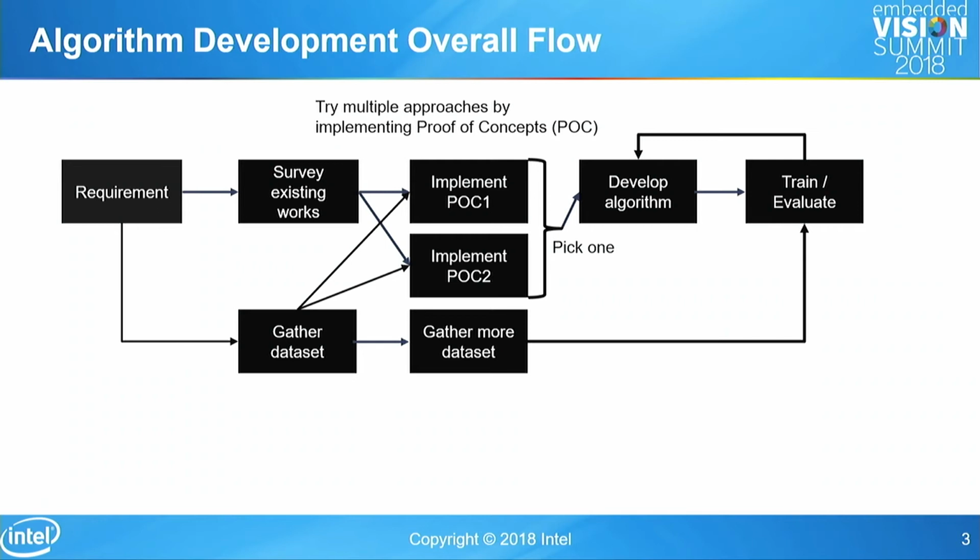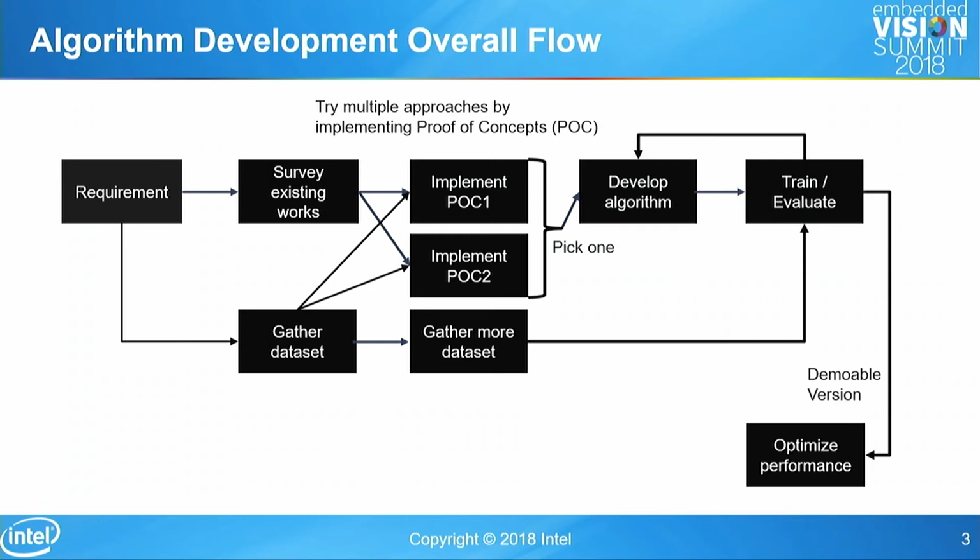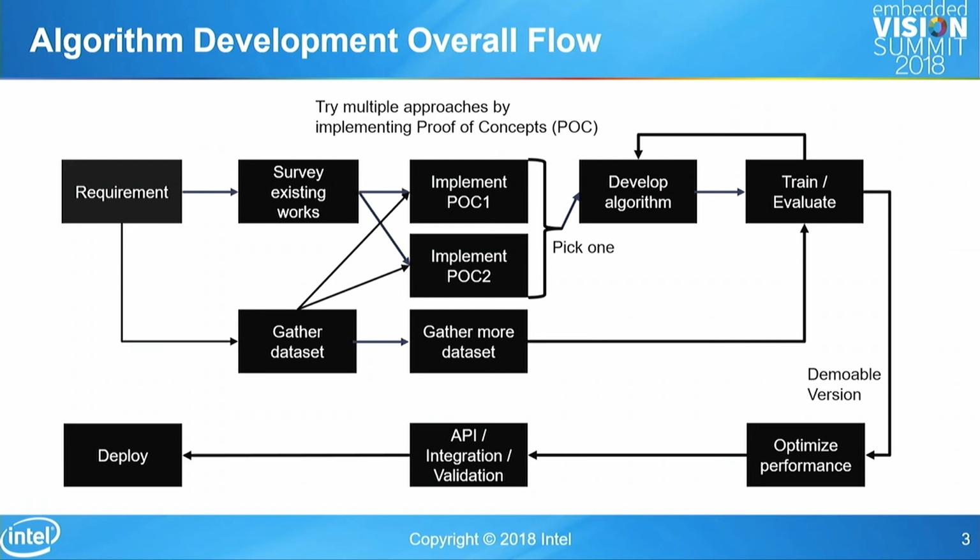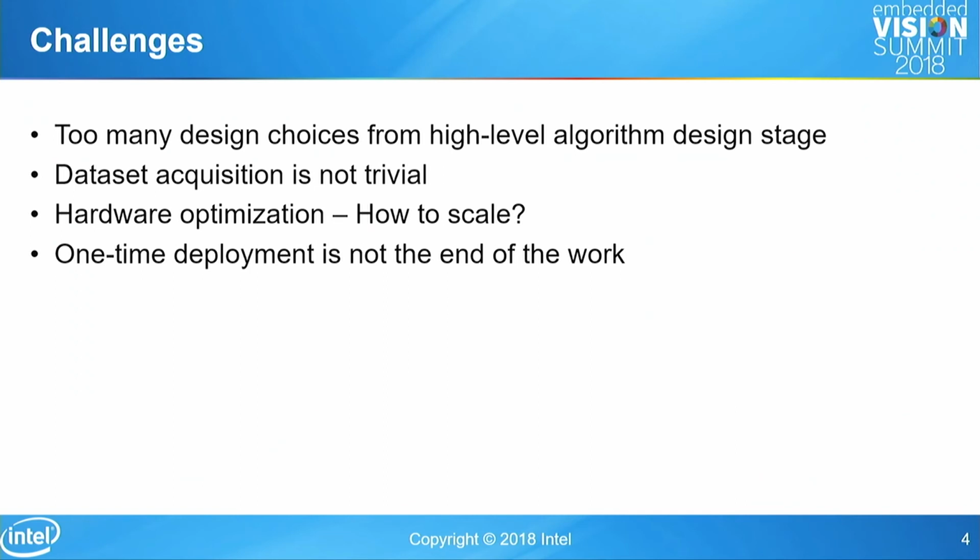And after we have the initial algorithm developed, we optimize for performance and make an API for the integration and validation before we finally deploy. So in each step of the algorithm development process, we have some challenges. Let's talk about each of them one by one.